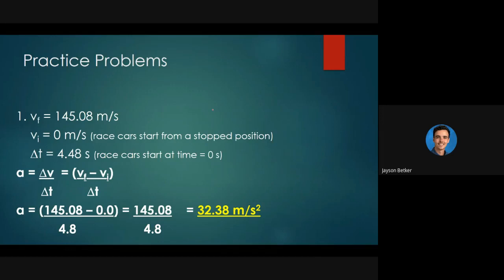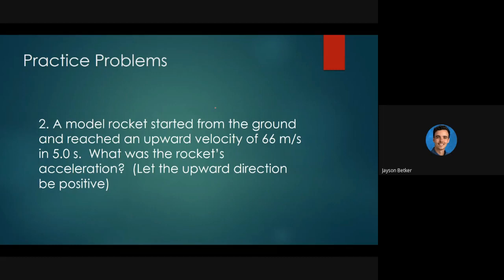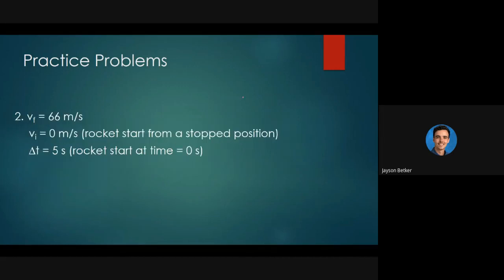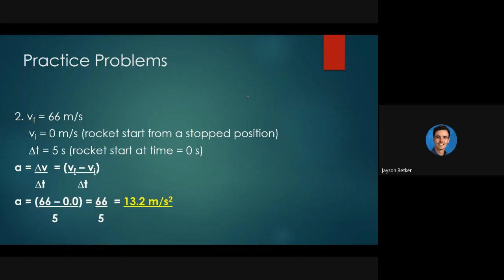Let's move to the next one. We'll run a model rocket. Starts from the ground, reaches an upward velocity of 66 meters per second in 5 seconds. What was the acceleration? Pause if you need to. I'm going to move on. So Vf is 66, Vi is 0, delta T is 5. That means that we're going to end up doing 66 minus 0 divided by 5, 13.2 meters per second squared.